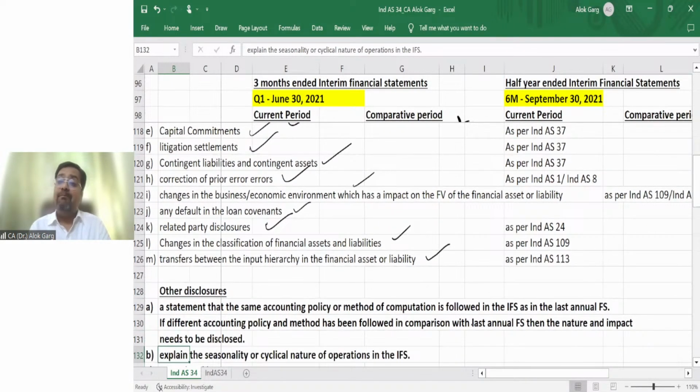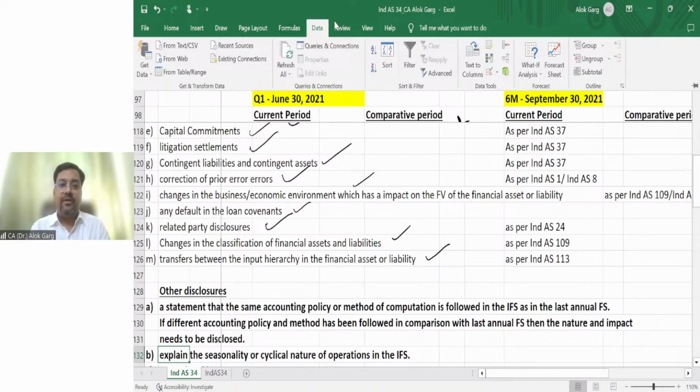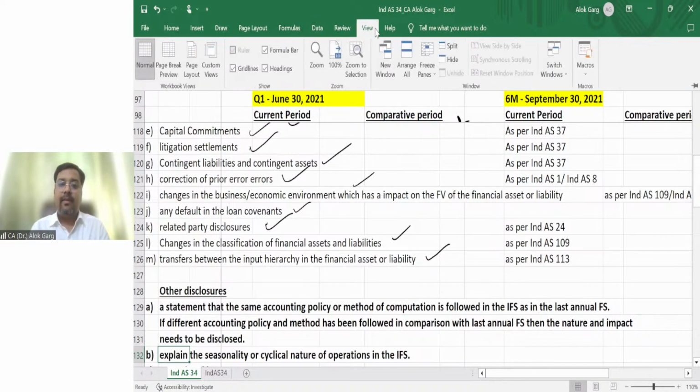Now let's come to the mandatory disclosure. Even though if it is not material, it is required to be disclosed, right? Now we are talking about the mandatory disclosure. Is that clear? We are talking about mandatory disclosure.